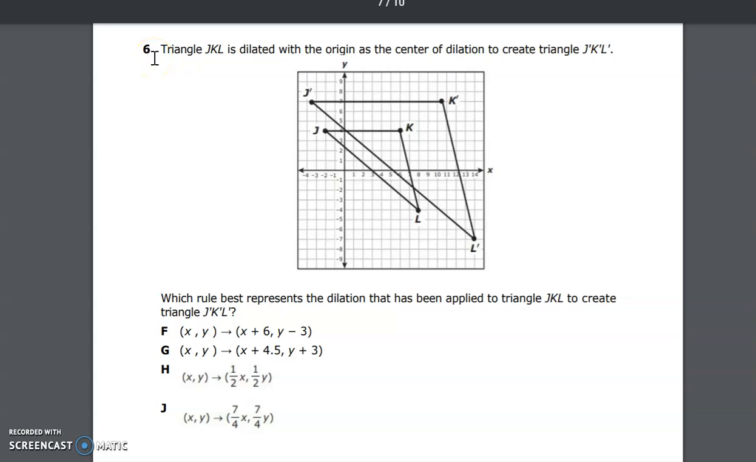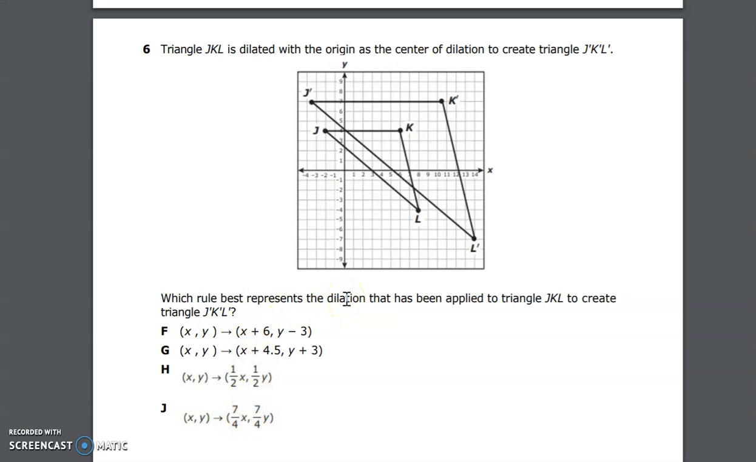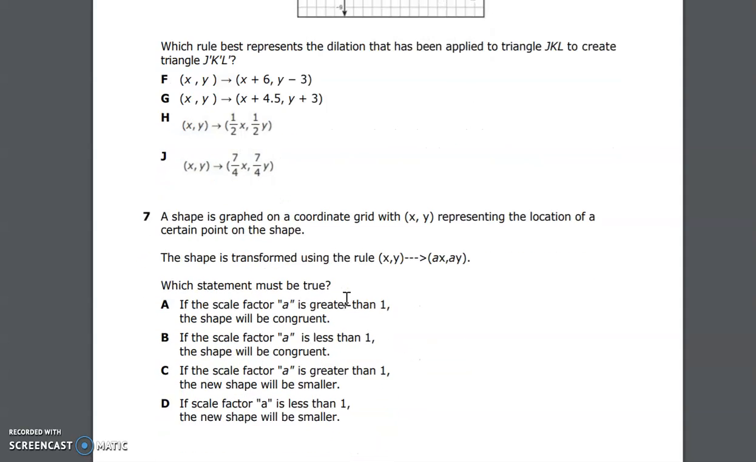Number 6, triangle JKL is dilated with the origin as the center of dilation to create triangle JKL prime. So we have, this is the new shape, this one is the old shape. Which rule best represents the dilation that has been applied to triangle JKL to create the new triangle? Which of these is the dilation to create the new triangle? New over old.